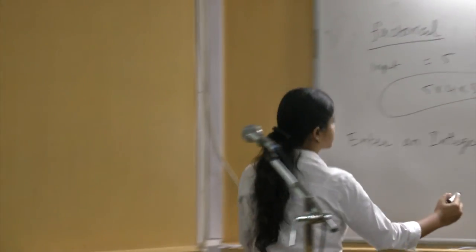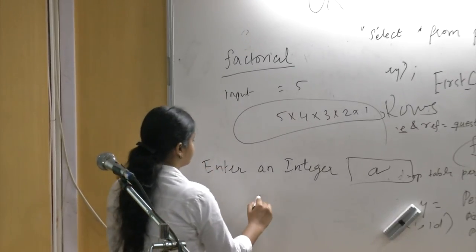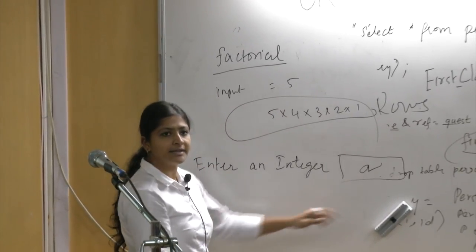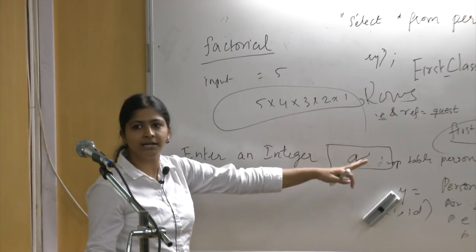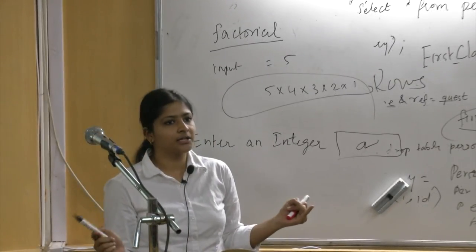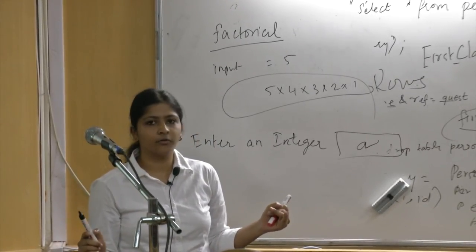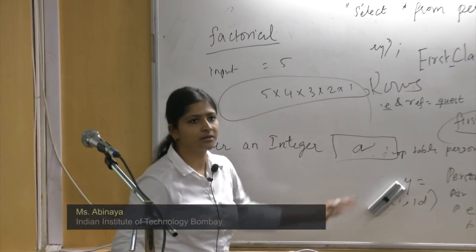First one is entering a character. If you enter a character, it should throw an error, right? You have to validate it. It is an exception. You cannot put a character, you cannot put a string, you cannot put any different data type. And next one, you cannot put negative numbers or floating points. Then you cannot put float. It has to be strict.